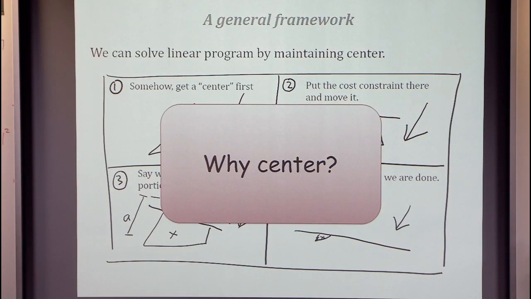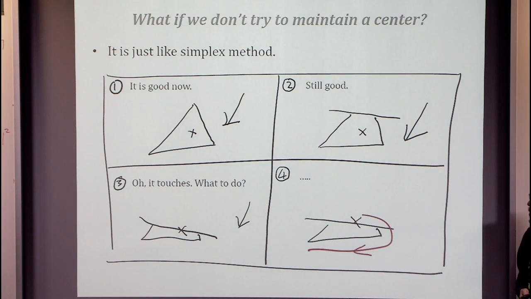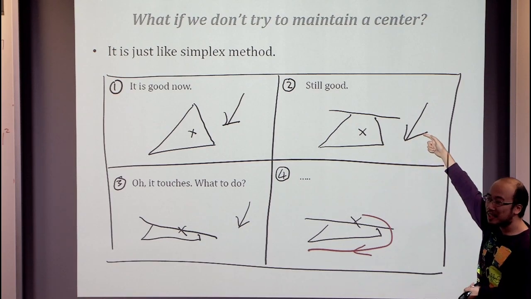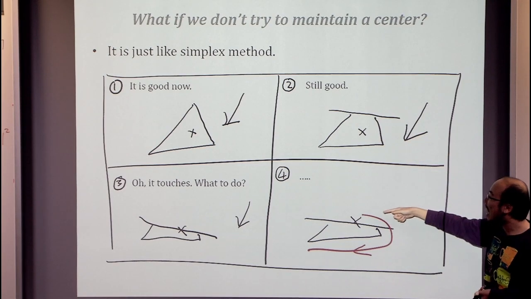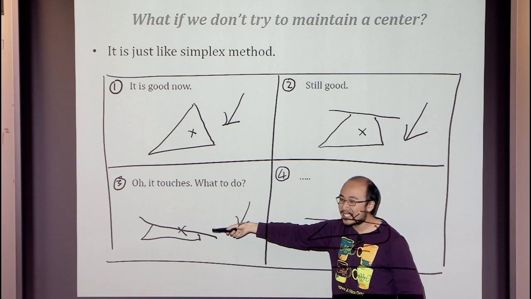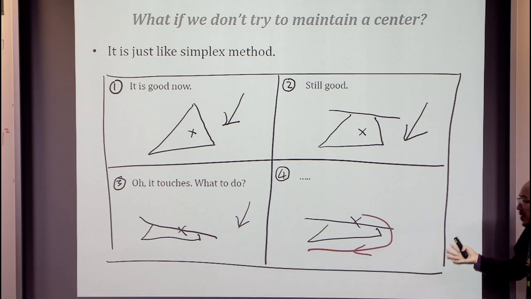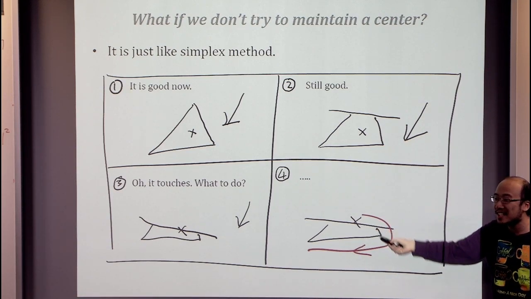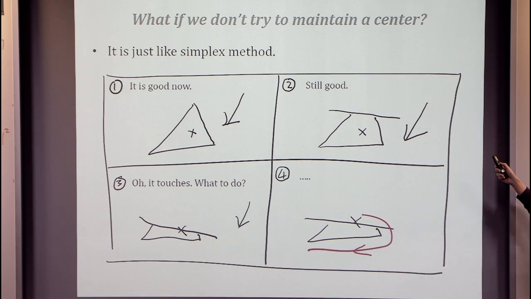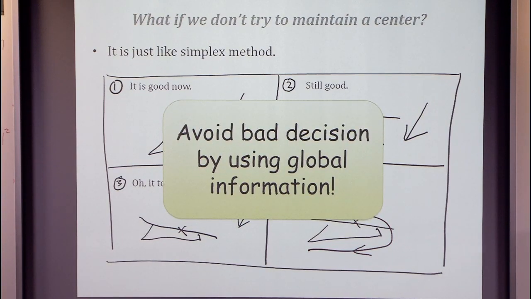But why do we need a center, or what is a center? For example, if you don't do anything like this, each time you just keep pushing the constraint until you hit the current point, then you may not know what to do. Then maybe you do some silly stuff, and it looks like the simplest method. It could work in practice, but it's quite difficult to prove anything. So you can think the center is trying to use some global information to avoid bad decisions.